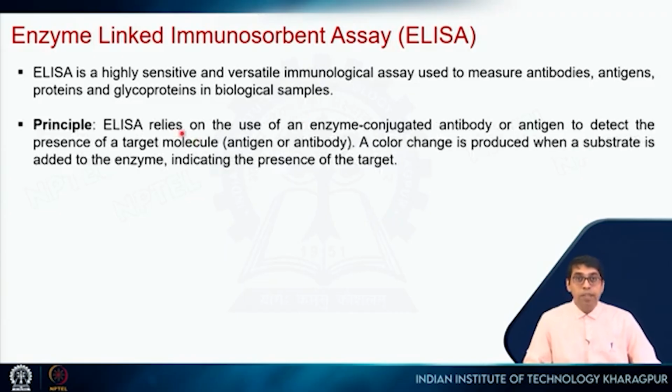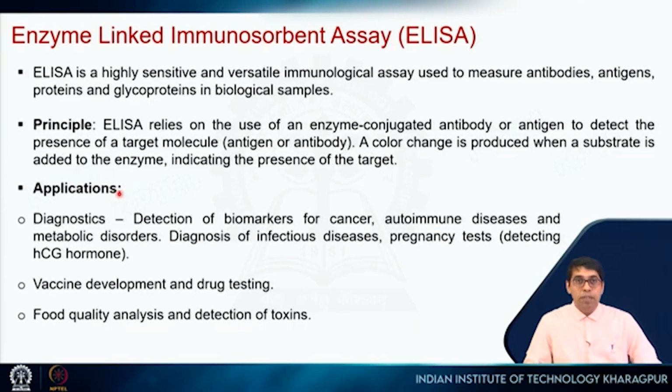What is the principle? It relies on the use of an enzyme conjugated antibody, which means that an enzyme is covalently linked to the antibody. For example, HRP, horseradish peroxidase, and its reaction will be used for detection. This enzyme is linked to the antigen or the antibody to detect the presence of a target molecule, which is an antigen or antibody. Typically you will detect antigen using the antibody. What is the readout? A color change is produced when a substrate is added to the enzyme, indicating the presence of the target.